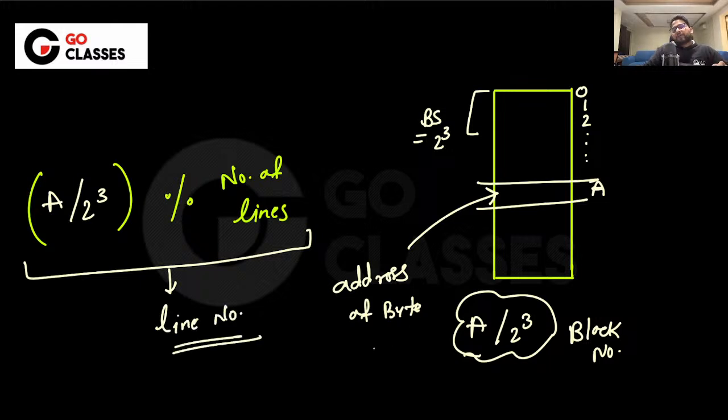Okay, this will give you the line number. Is this little bit okay or not? Okay, in the binary, how do we map it?